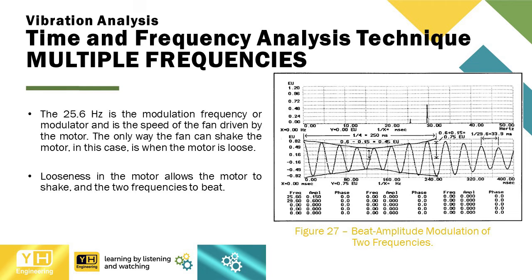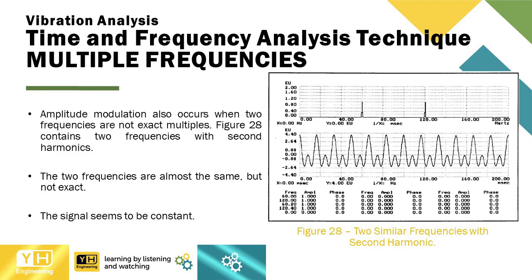The only way the fan can shake the motor, in this case, is when the motor is loose. Looseness in the motor allows the motor to shake, and the two frequencies to beat. Amplitude modulation also occurs when two frequencies are not exact multiples.